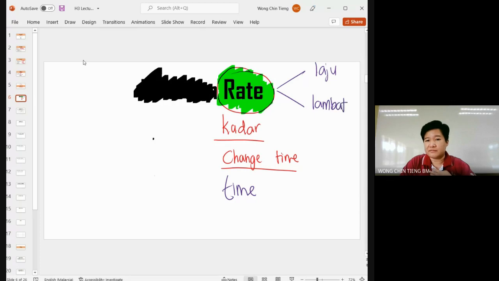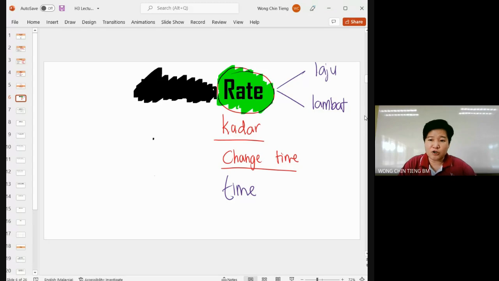Betul? Alright. Kalau kita kata kadar benda tu bergerak, laju mana? Is the rate high or is the rate low? Laju atau lambat? Slow or fast, right? So the first thing that should come into your mind adalah whether the thing is slow or fast.